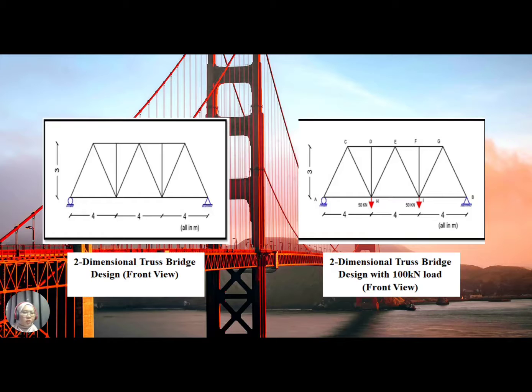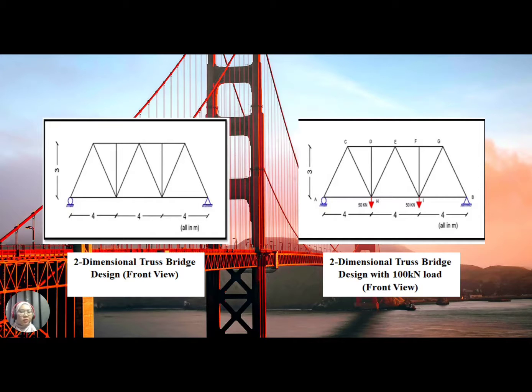Okay, this picture shows the two-dimensional truss bridge design, which is in front view. This is the two-dimensional truss bridge without load, and this is the two-dimensional truss bridge design with 100 kN load, applied respectively at points H and I, 50 kN and 50 kN.